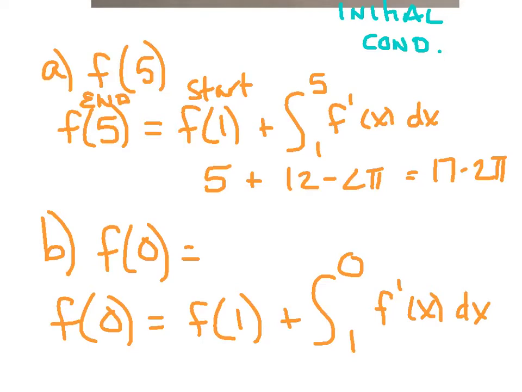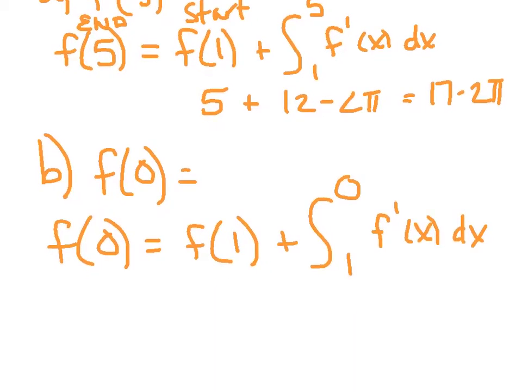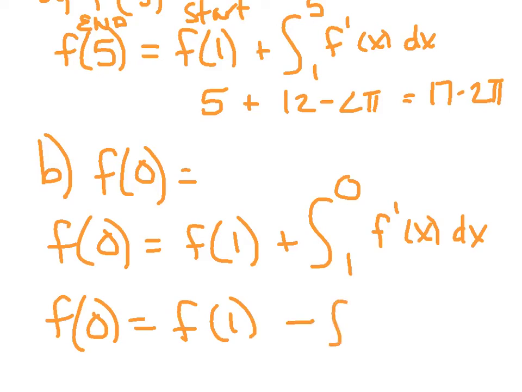Let's make a note in your book there. What you're finding better be the upper bound. Your initial condition is the lower bound. So in this case, you'll notice we are definitely in the wrong order. So f of 0 is now going to be equal to f of 1 minus the integral from 0 to 1 of f prime of x.